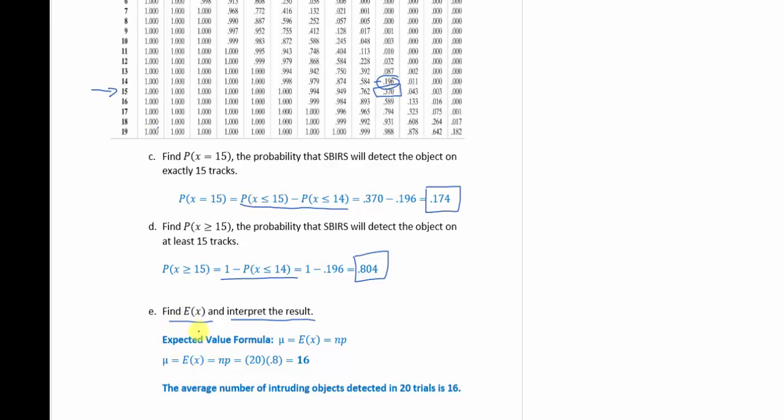In our last question, we're going to find E of x and interpret the results. So remember, E of x is the expected value. Expected value is mu is equal to n times p. So the number of trials times the probability of success. And our number of trials is 20 trials, and our probability of success is 0.8. 20 times 0.8 gives us 16 is the expected value. So what this means in terms of our missile detection is that the average number of intruding objects detected in 20 trials is 16.